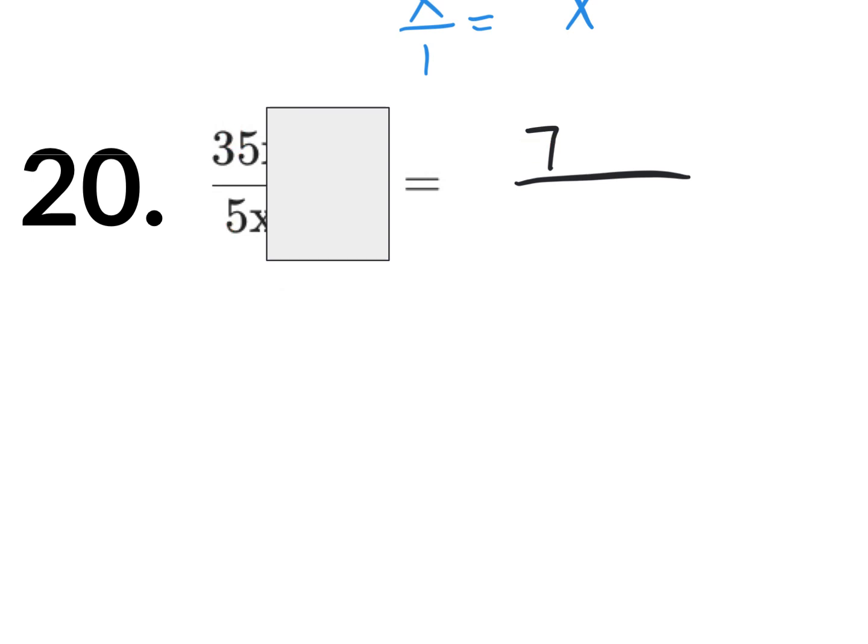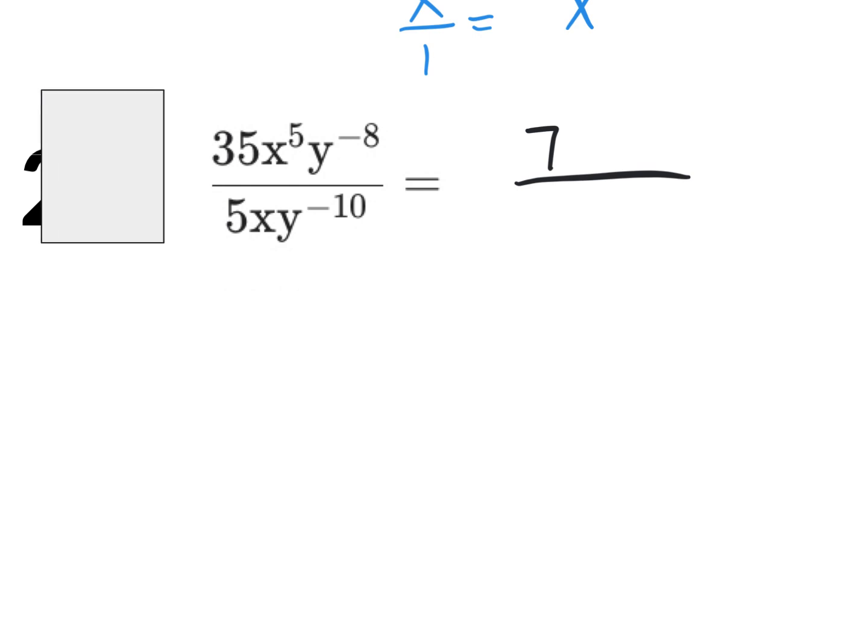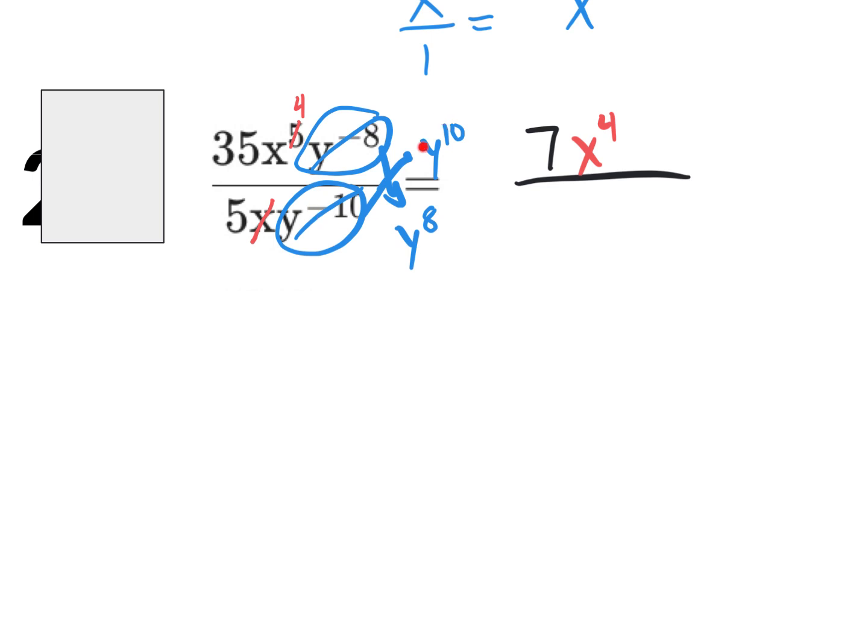Now we could move on and look at the x's. Well, there's 1 x on the bottom that will cancel with 1 of the 5, leaving us 4 left over up on top, x to the 4th. And then the y's, we need to apply the rule of negative exponents where we move them. So this y to the negative 8, it's going to go down and it's going to become y to the positive 8. And this y to the negative 10, it's going to go up and it's going to become y to the positive 10. So I already scratched it out. I'm scratching it out because I did move it down already and change it to positive. I scratch it out because I already moved it up and changed it to positive.